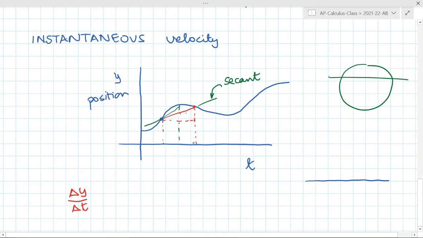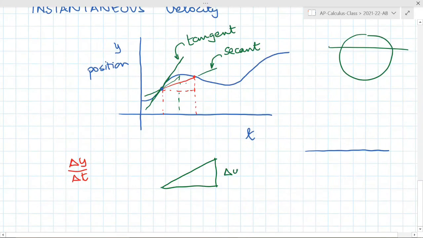So as I shrink this interval, eventually it will become this line. And what is this line? This is the tangent at this point. This was delta y and this was delta t, right? So what is the slope of this line?